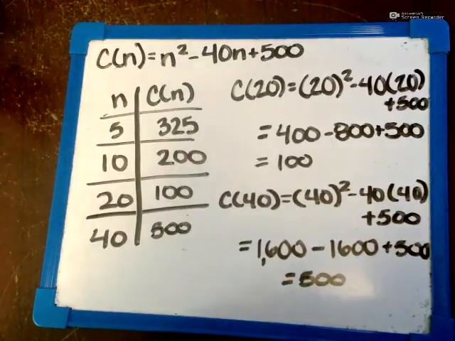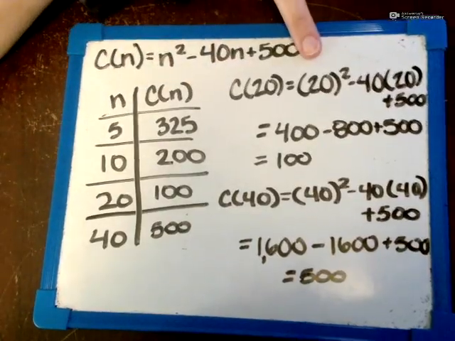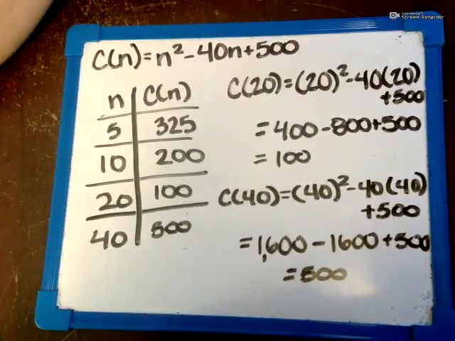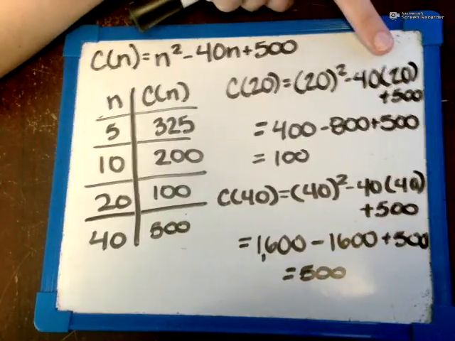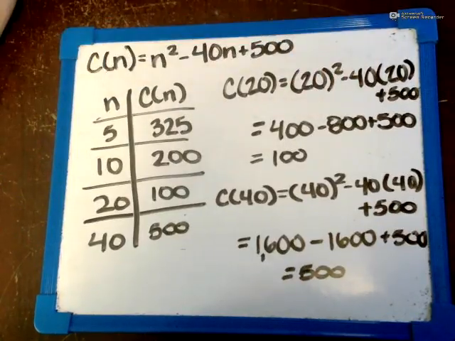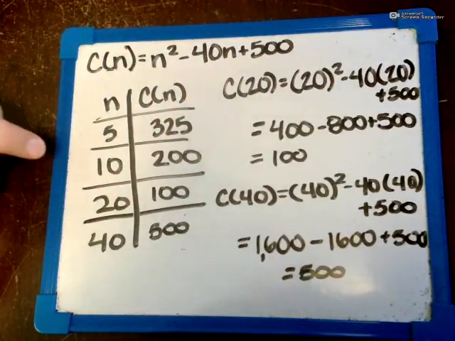All right, so if we take the value of 20, C of 20 is equal to 20 squared minus 40 times 20 plus 500. 20 squared is 400. Negative 40 times 20 is negative 800. Drop the 500 down, do the math, you get 100. Plug it into the table.